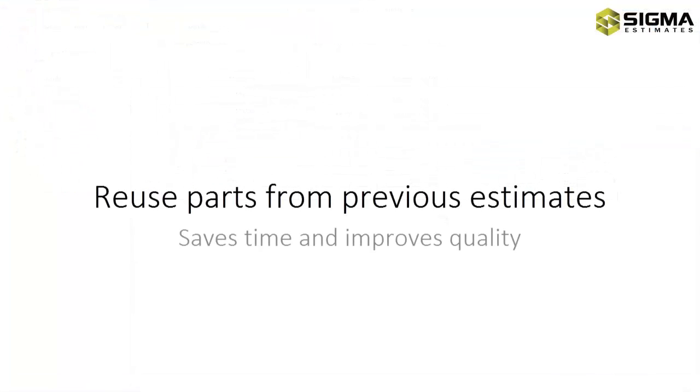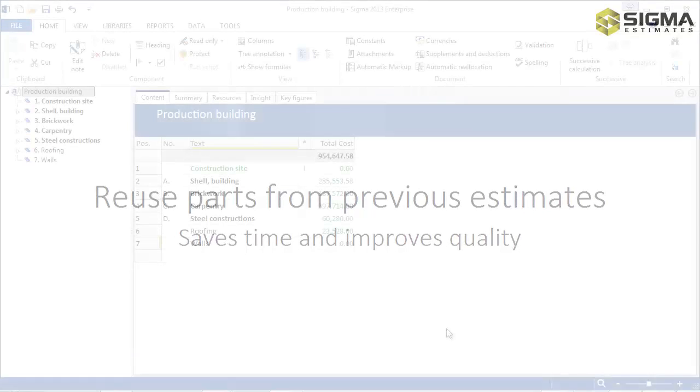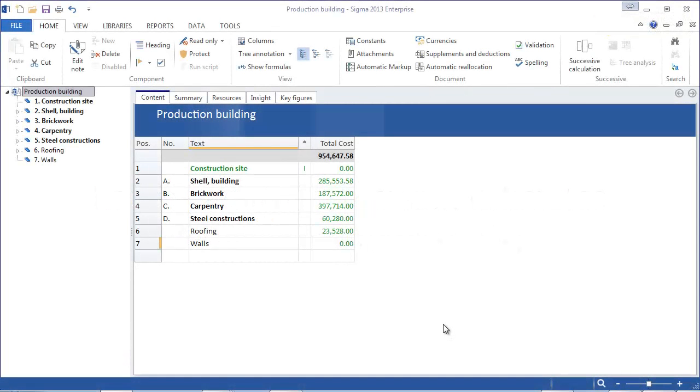Reusing data from previous estimates is easy. This will save you time and improve accuracy by adding content that you've already built before. Since Sigma is a file-based system, all of your projects are saved into files that you can email or store in folders, just like the ones you're used to working with in the Microsoft Office programs.